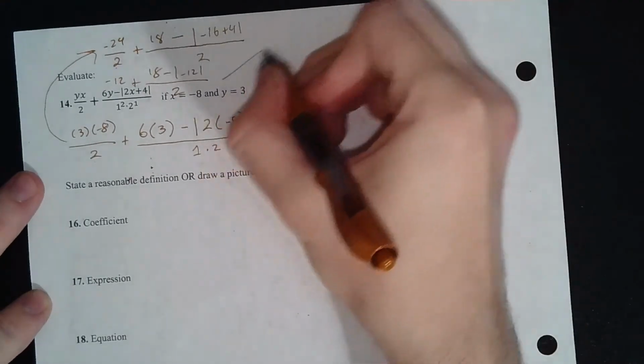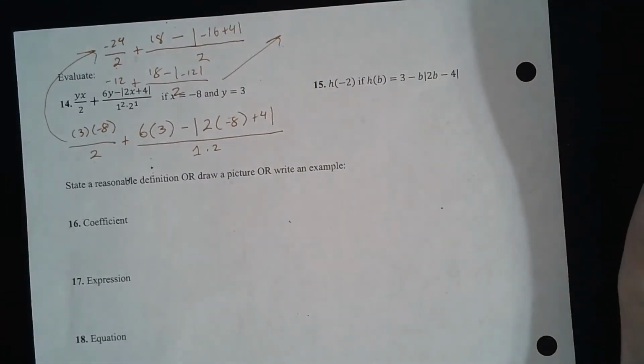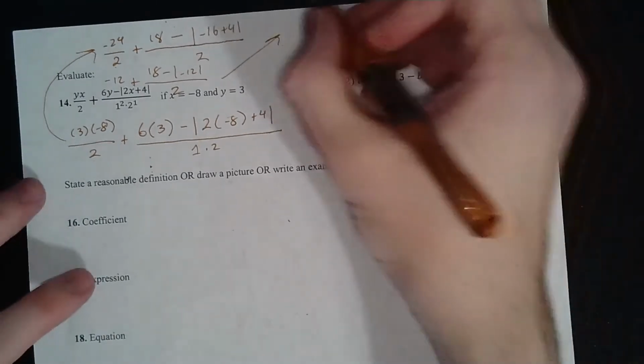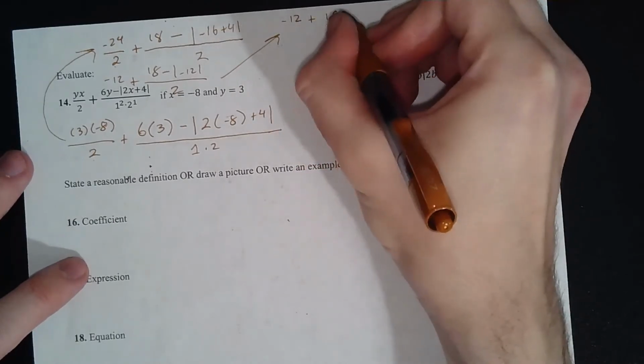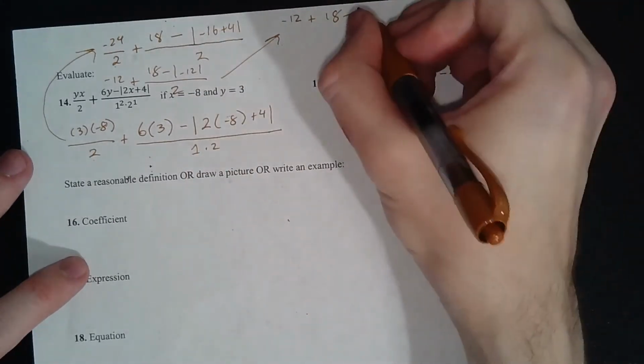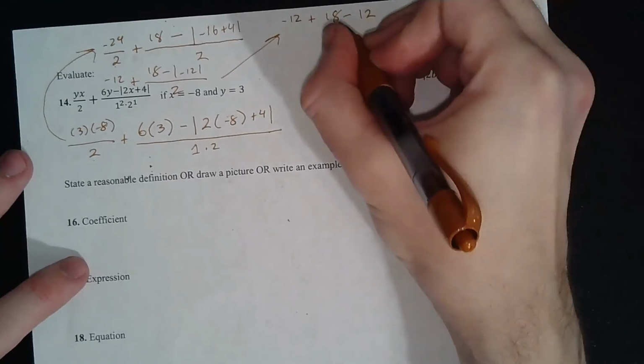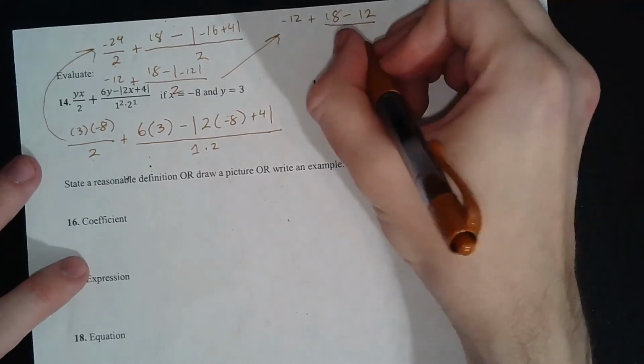I'm still running out of room. I still got to keep going, so sorry about that. We're just simplifying as much as we can. Remember, we can use a calculator at any one of these steps. Negative 12 plus, and now we have 18 minus, and what does absolute value do? It turns something positive, so that's minus a positive 12, still divided by 2.